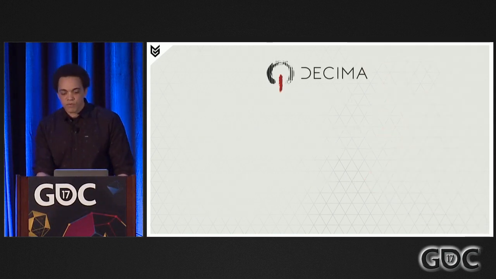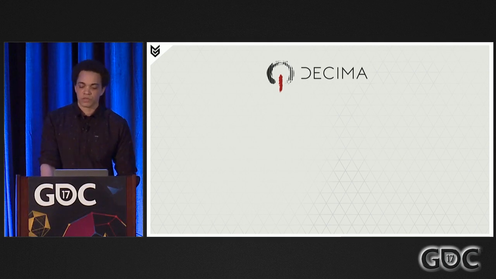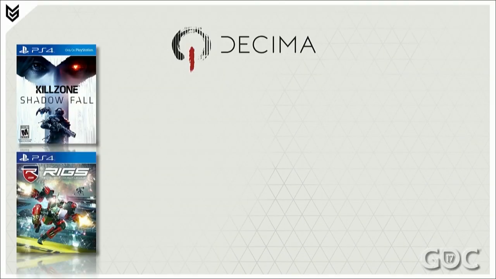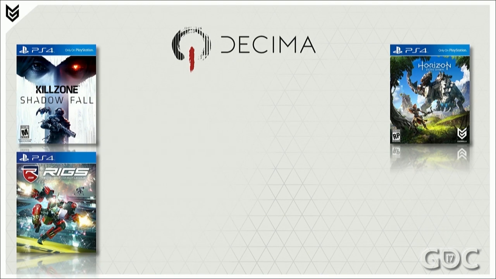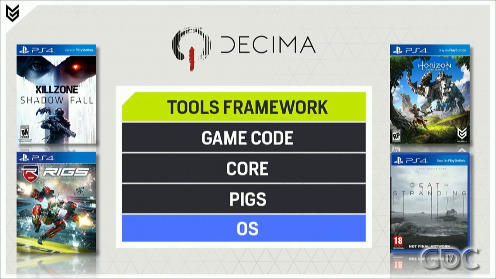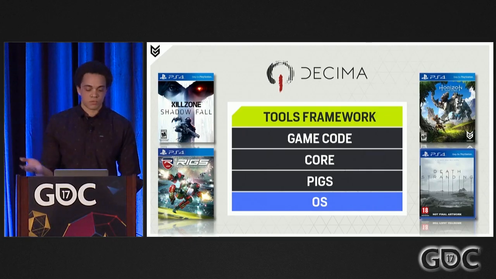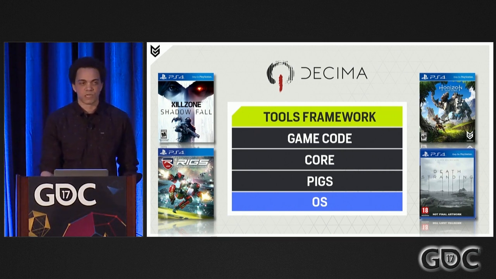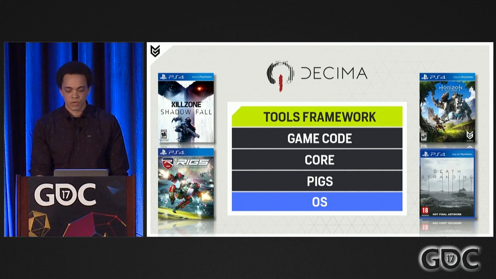So before continuing, I want to provide a little bit of background on Decima itself. Decima is, as I said, our in-house game engine, and most recently it was used for Killzone Shadowfall, Rigs: Mechanized Combat League, Horizon Zero Dawn, and is being used for the upcoming Kojima Productions title Death Stranding. And like most engines, it's separated into layers. So at the base, we have platform-independent game systems just above the OS, and this insulates the layers above from the operating system, which makes it just easier to port between different platforms. It's also important to note that our engine has always had a full PC build for development purposes.